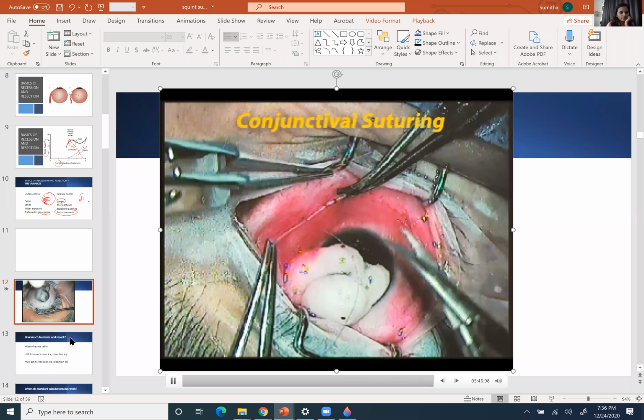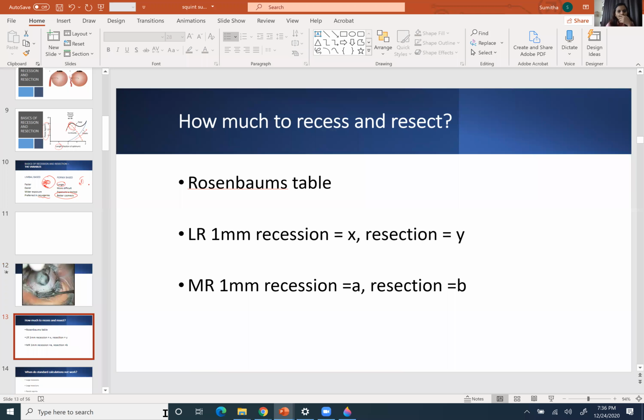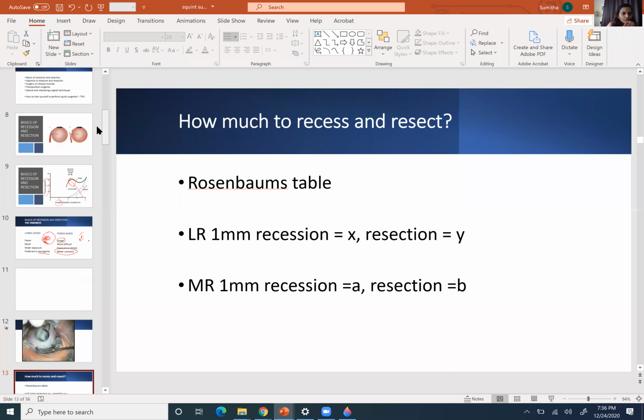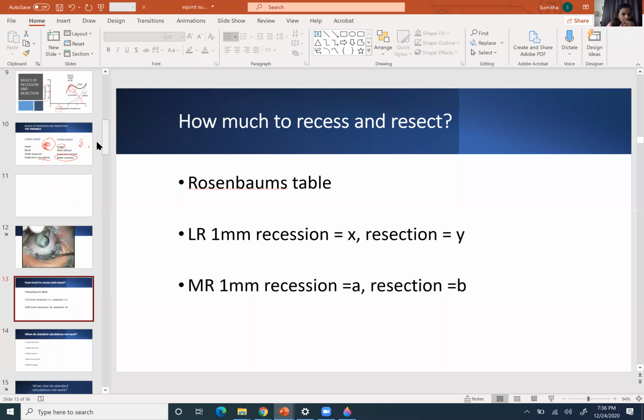So that's a resection. I think I'm taking more time than expected. Okay. So how much to recess and resect? Did I cover other variables in surgery? I guess not. I guess that slide is missing.